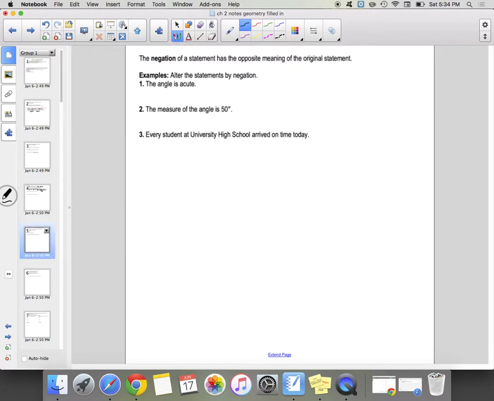Okay, so then we started talking about negation. So negation is where you put in nots, basically. It says the statement has the opposite meaning of the original statement. So alter the statements by negation. So the angle is acute. And we talked about, well, you can't say the angle is obtuse because what if it was a right angle? What if it was a straight angle? So we would just say the angle is not acute.